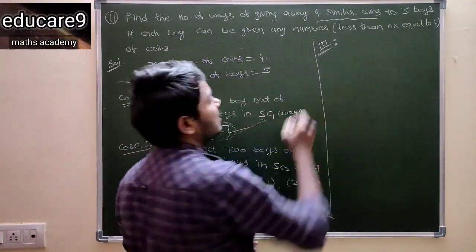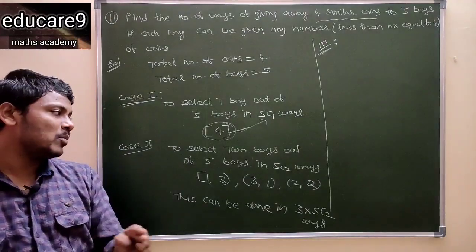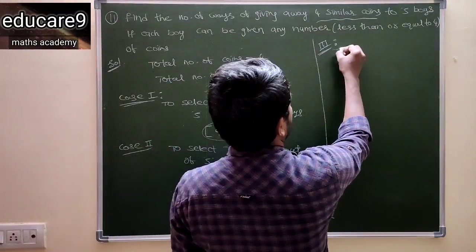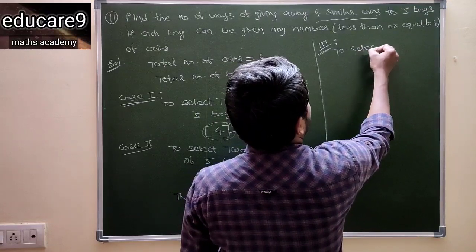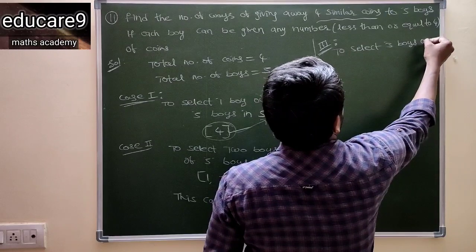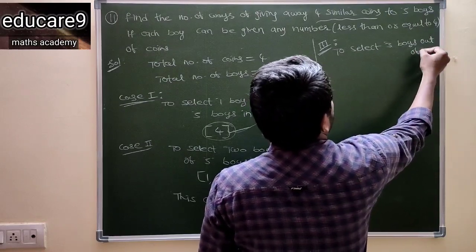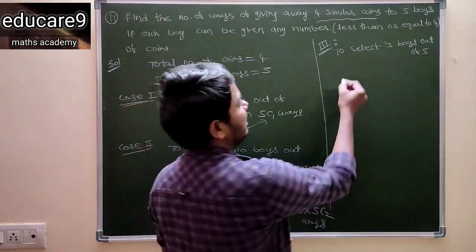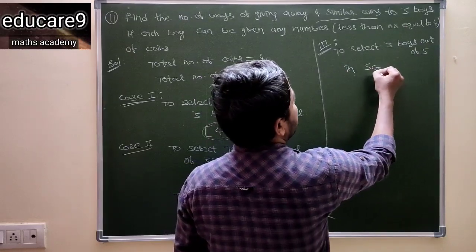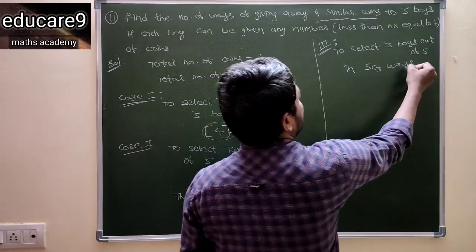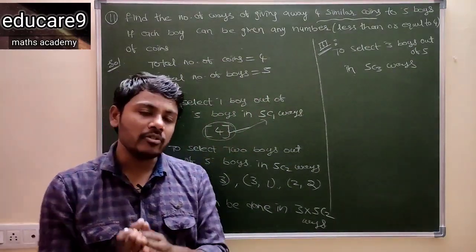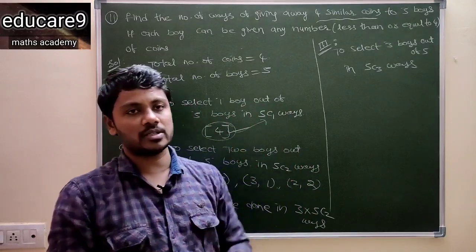You have to select 3 boys out of 5 boys. See here, to select 3 boys out of 5. So clearly, in how many ways? 5C3 ways. Okay. So after selecting the 3 boys, to give the similar kinds to 3 boys.